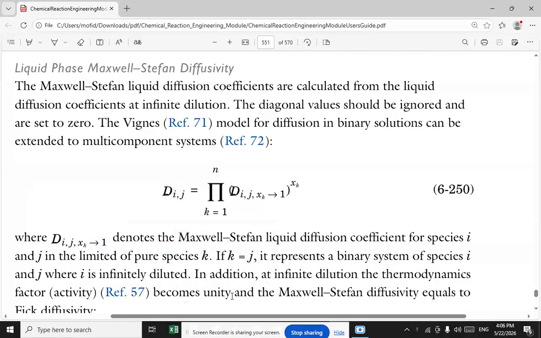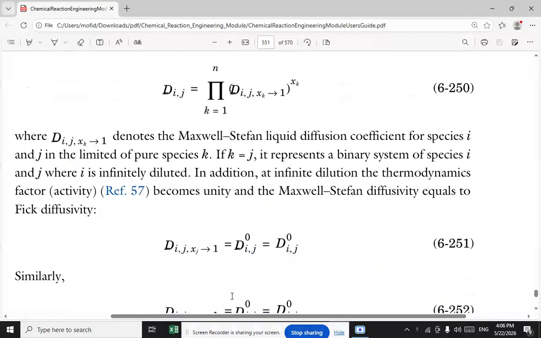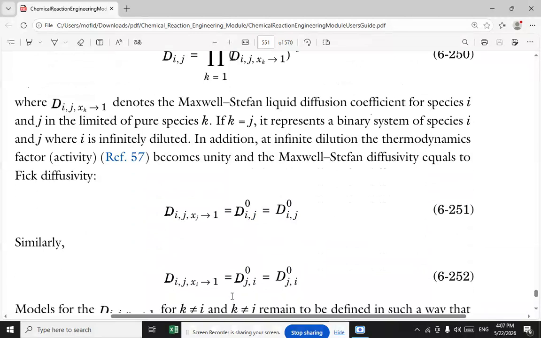The Vignes reference 71 model for diffusion in binary solution can be extended to multi-component systems based on reference 72, where Dij, x_k tends to 1, denotes the Maxwell-Stefan liquid diffusion coefficient for species i and j in the limit of pure species k. If k is equal to j, it represents a binary system of species i and j, where i is infinitely diluted. In addition, at infinite dilution, the thermodynamic factor, activity reference 57, becomes unity, and Maxwell-Stefan diffusivity equals Fick diffusivity.